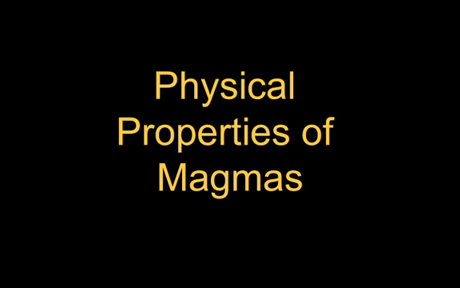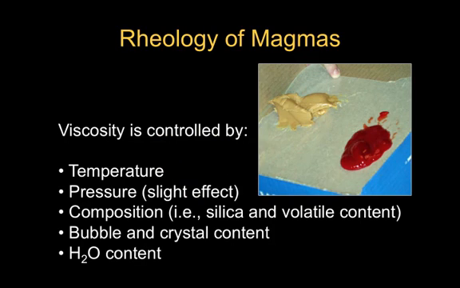Let's talk about the physical properties of magmas. The rheology, or the way that magmas or lavas flow, is largely controlled by the viscosity. And the viscosity is illustrated by this image here showing ketchup versus peanut butter. It's clear that peanut butter is much more viscous than ketchup, meaning that it is more resistant to flow. So ketchup is less viscous than the peanut butter.